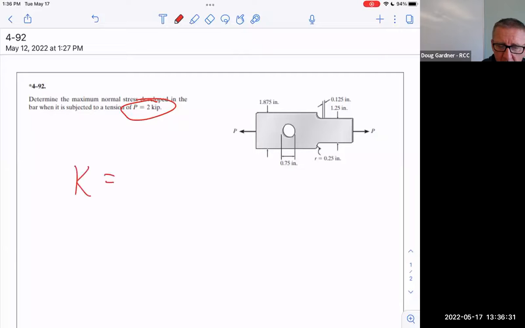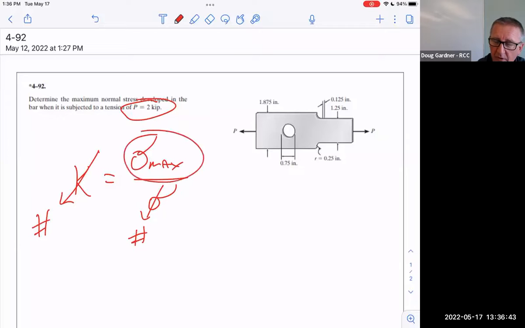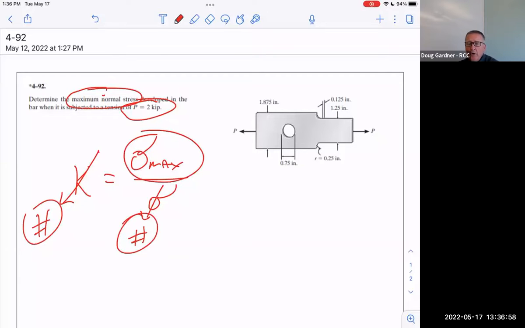A second ago, we had K equals sigma max over just kind of ordinary sigma. This time we're actually going to know this one. We're going to have a number for this one. We're going to look at the table. We're going to have a number for that one. And then we're going to be able to solve for sigma max. And that's what it's asking. What's the maximum stress? Notice it didn't say force, it says stress, like it's sigma. We're done. If we can figure out what sigma on the bottom is as a number and K is as a number, we got it. And so we'll know how much stress is there.